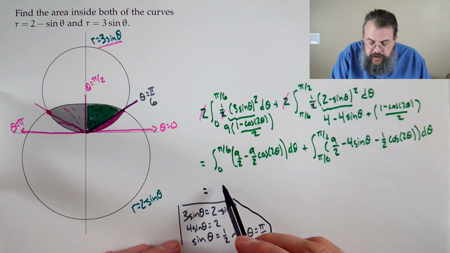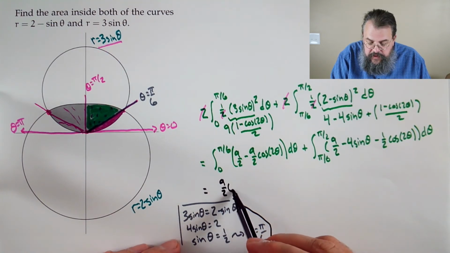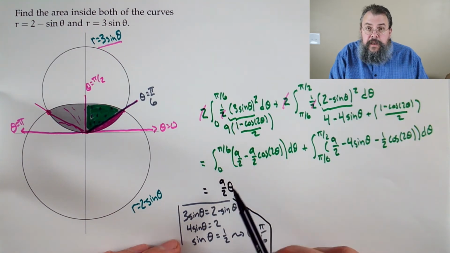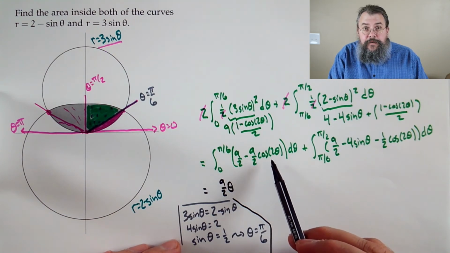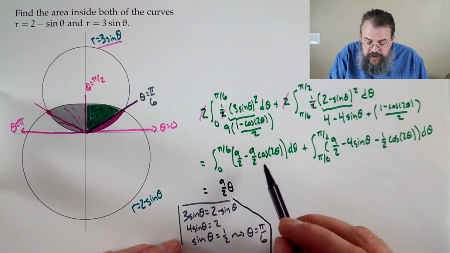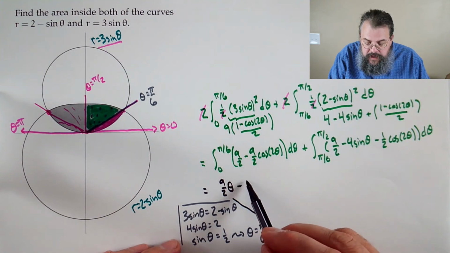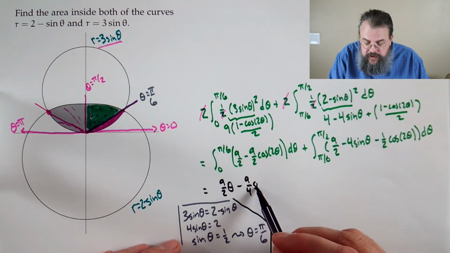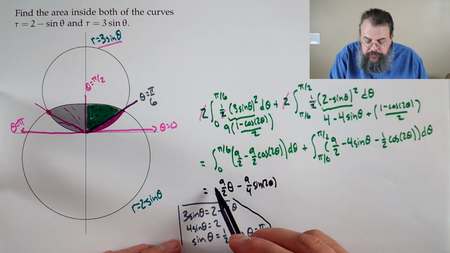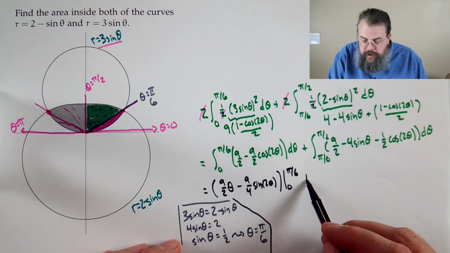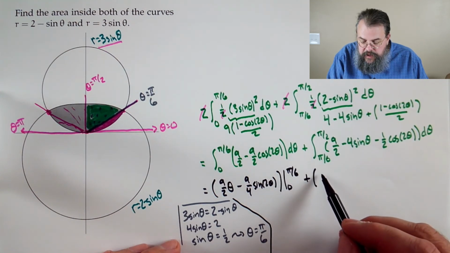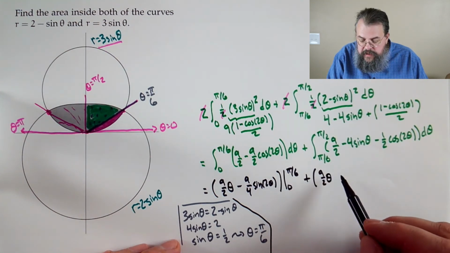This will be 9/2 theta. All right, that's the easy one, right? Integral of cosine is sine, but remember you have to divide by 2 because of that 2 there. So that'll be 9/4 sine of 2 theta, and evaluate from 0 to pi over 6, plus, going through here, 9/2 theta.